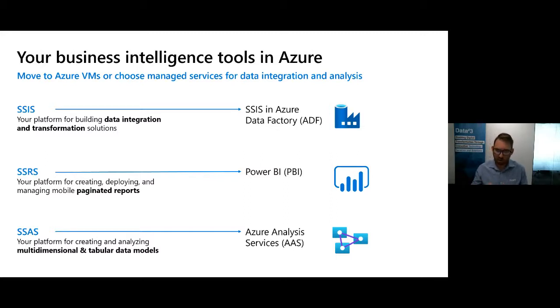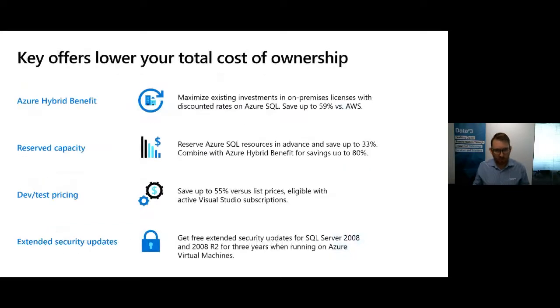All that componentry is built into Power BI Premium and the Synapse data warehouse. So we talked a bit about lowering that total cost of ownership, and there are a few key offers available to you. I mentioned hybrid benefit as well. We can use those on-premises licenses you have at discounted rates to take into Azure SQL, and you can save up to 9% compared to AWS.